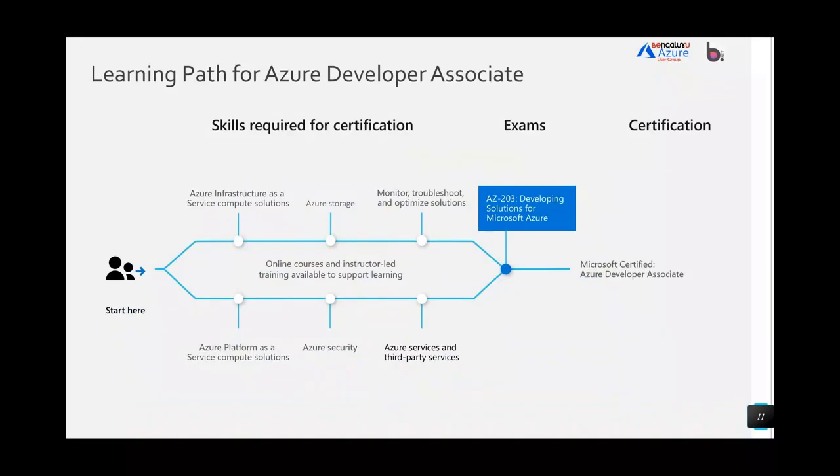After that, there would be Azure Storage and then Azure Security. These two are kind of middleware. Then comes monitoring, troubleshooting, and optimizing solutions, where you talk about Application Insights and metrics, creating alerts, and caching. Then come Azure services and some third-party services, like how to connect two independent applications together, and message queuing would be here. Then you earn this AZ 203, developing solutions for Microsoft Azure, and you earn the Microsoft Certified Azure Developer Associate certification.